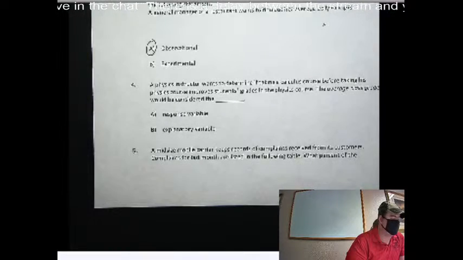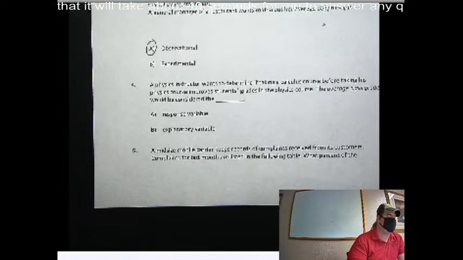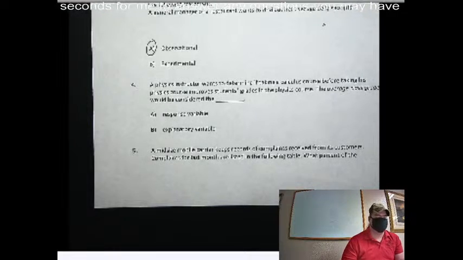A physics instructor wants to determine if taking a calculus course before taking his physics course improves students' grades in the physics course. The average class grade would be considered the what? Explanatory or response variable? That would be response variable. Very good.